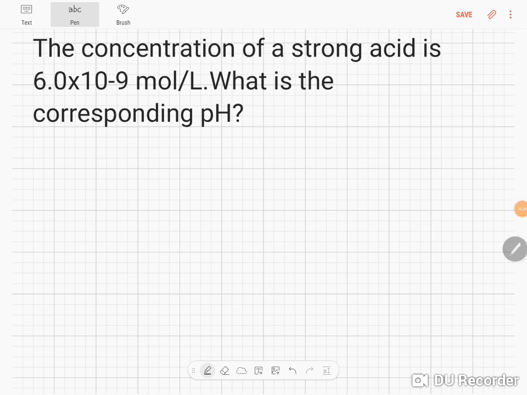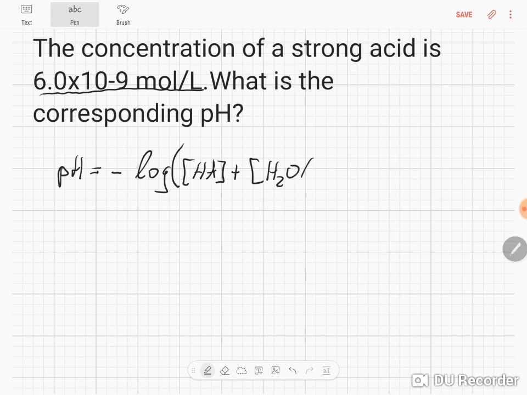So why is it important to take this proton concentration of the water into account? So let's have a look at this question here. Here we have a very dilute acid. And if we tried to just simply calculate the pH without the proton concentration, we would get total nonsense. But with the proton concentration, we could write pH equals negative log of the acid concentration plus the proton concentration from the water, and I write this again like this here.